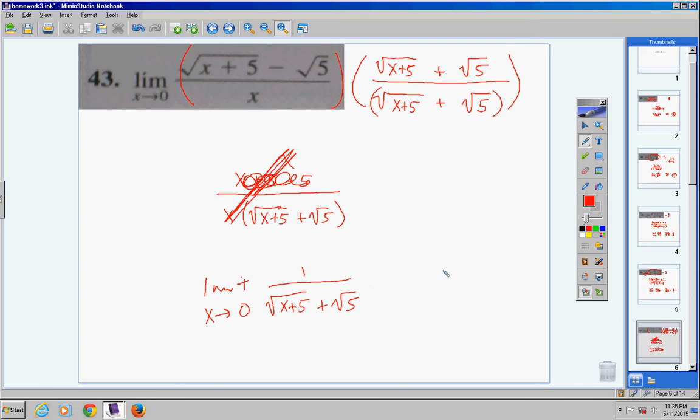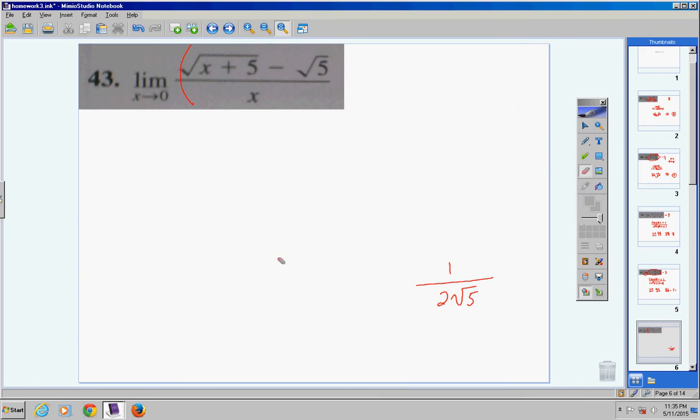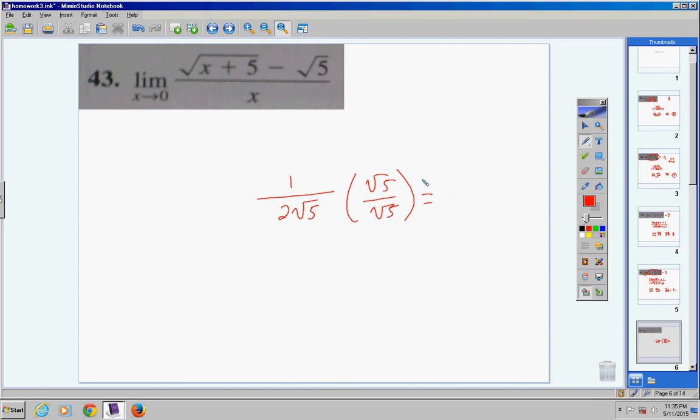So here we go. 1 over, put a 0 in for x right here. 0 plus 5 is square root of 5, so I really have square root of 5 plus square root of 5, that's 2 square root of 5. Now that would be your answer normally, okay? But remember, in the higher level math, we never want any answer to have a square root in the denominator, so I'm going to rationalize the denominator by multiplying the top and the bottom by the square root of 5, okay? When I do that, I get 1 times square root of 5 is square root of 5.